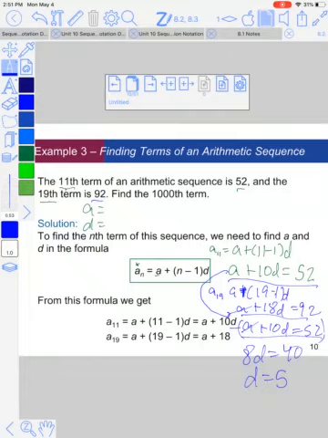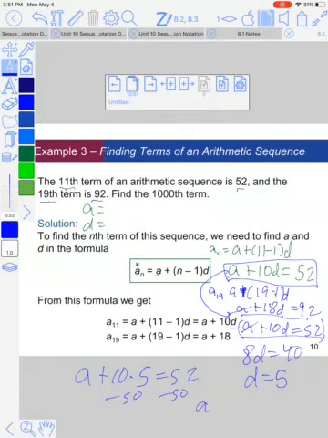Now that I know the common difference is 5, I can back substitute it. I'm going to pick this equation up here to back substitute it into. So that would give me a plus 10 times 5 equals 52. So subtract 50 over, and I get a equals 2.